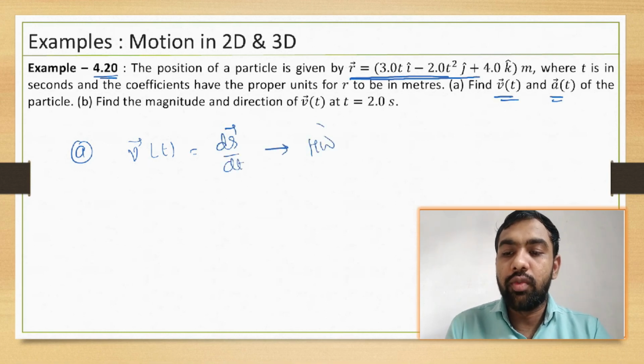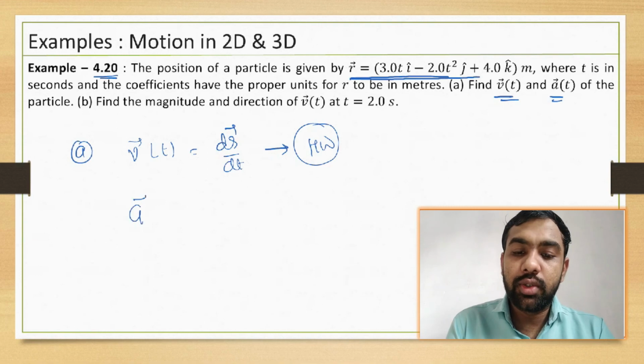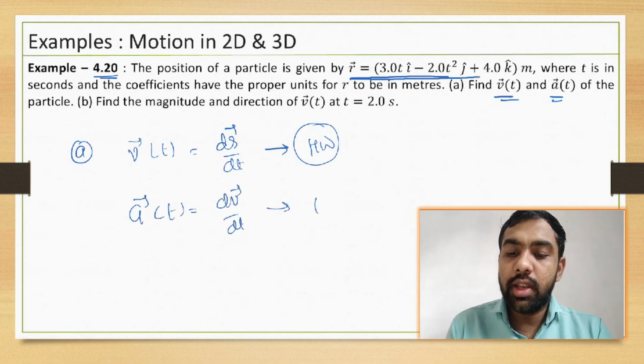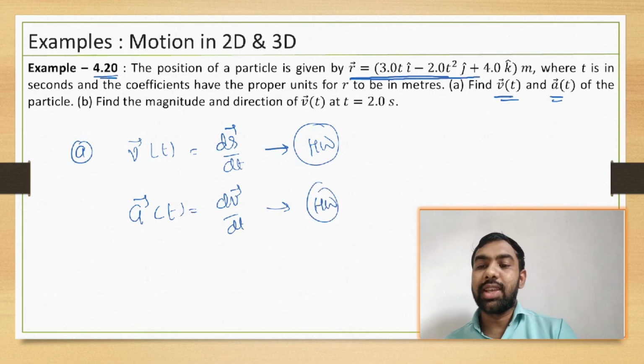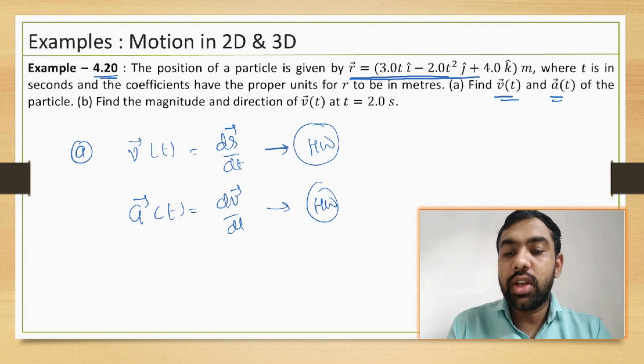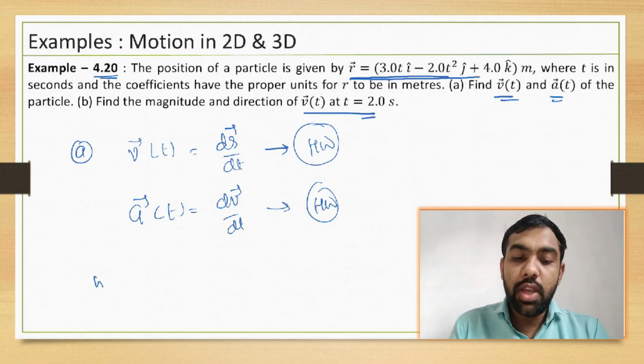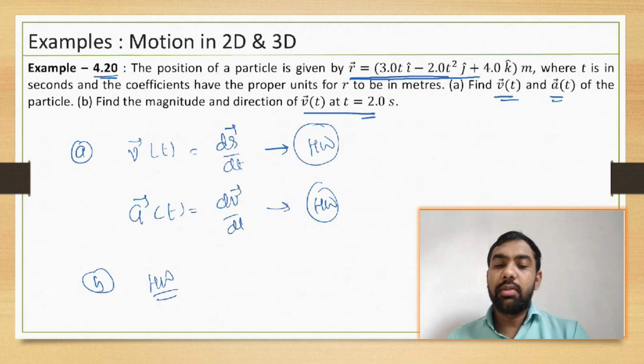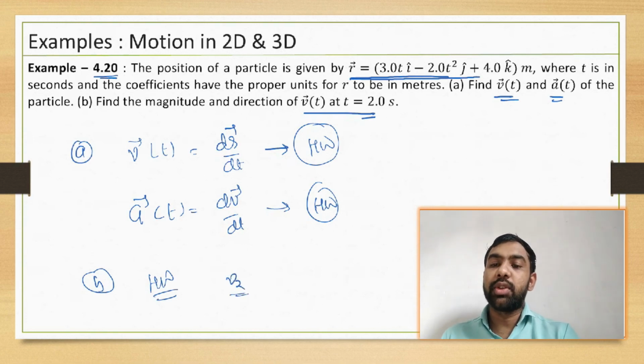So the remaining task is homework. A of t is what? So a of t is equal to dv by dt. The remaining task is homework, because we solved the same example just before it. Okay, and magnitude and direction at t is equal to 2 second. So that will also be homework, matlab aap v2 find kar lo, jo bhi answer hai uska under root ka first component square plus second component square plus third component square karo, aapka answer ho jayega. Theek hai, to ye aapka answer find karna hai.